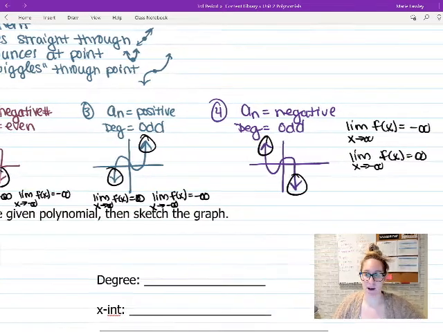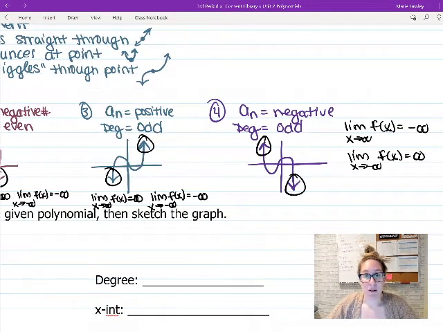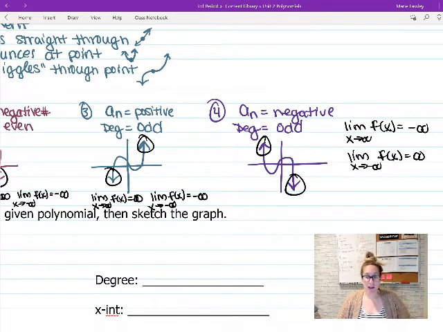Oops, there we go. All right, so those are our end behavior rules. So it's kind of nice. I know it's kind of funky looking at it like this, but it's just a trick that works every time.